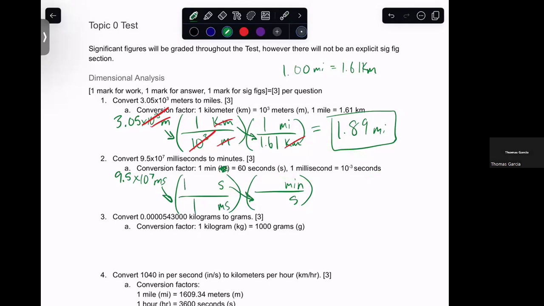1 millisecond is 10 to the negative third seconds. And then I find that 60 seconds is 1 minute. That is also an exact conversion. So both of these are what's known as exact conversions. I'm just going to talk about it a little bit. Exact conversions are things where there is no measuring tool that changes the accuracy. The definition of 1 minute is 60 seconds. It's not like a year is 365 days, because that's not true. A year is 365.24 days.